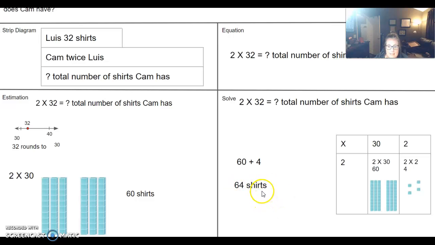Now remember, the last thing that we do is we compare our answer to our estimate to make sure it was reasonable. My actual answer was 64, and I said that my estimate was 60. 60 and 64 are pretty close together, so I know that my answer is reasonable.